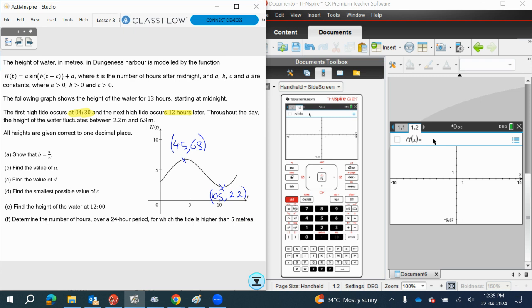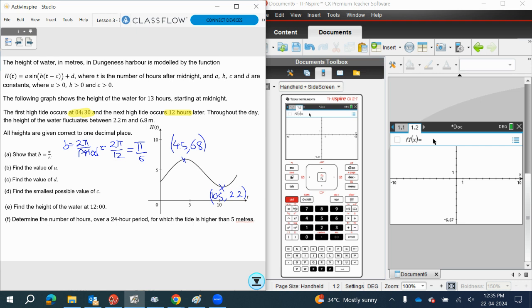We need to start off by showing that b is pi over 6. So how do we do this? b is equal to 2 pi divided by the period, which is 2 pi divided by 12, which is pi over 6. Easy. Find the value of a.